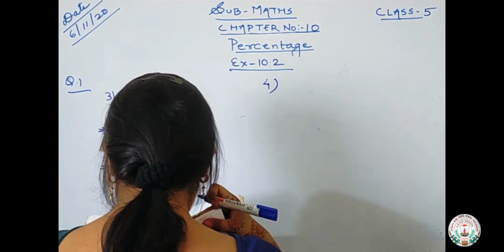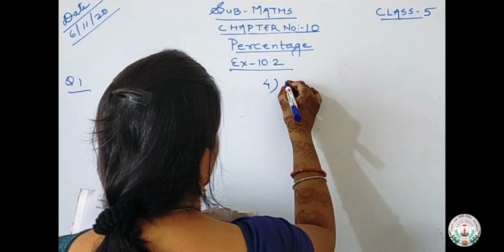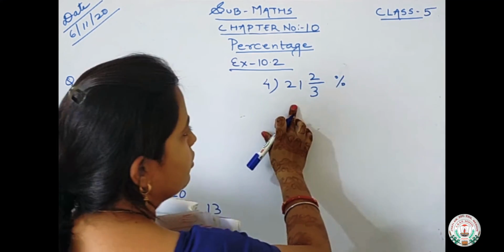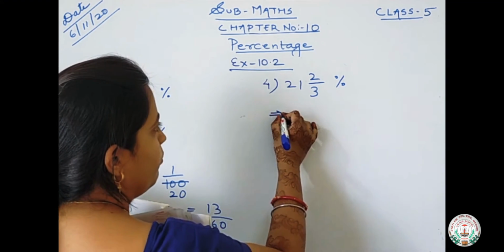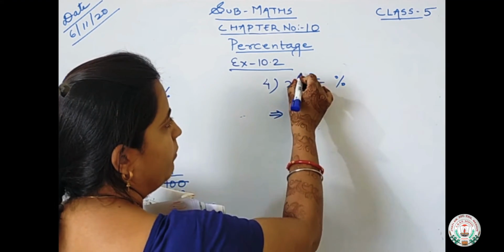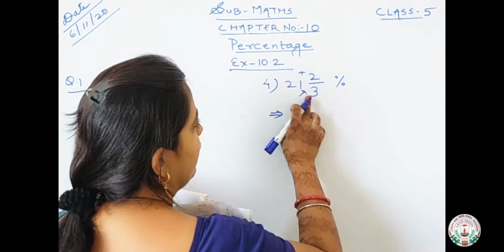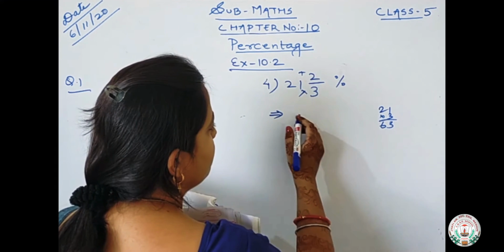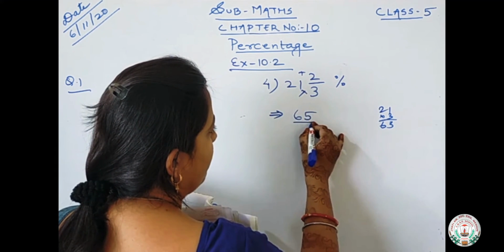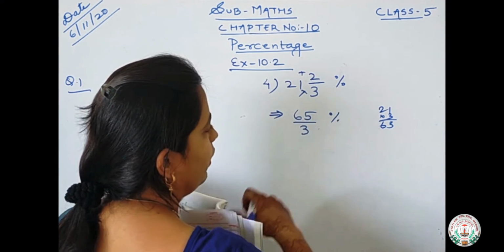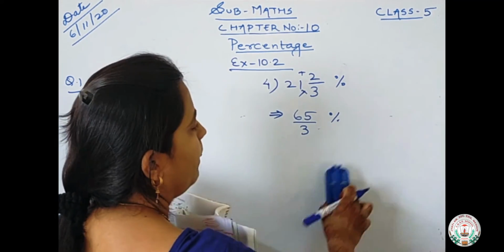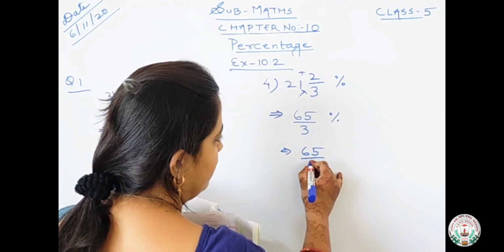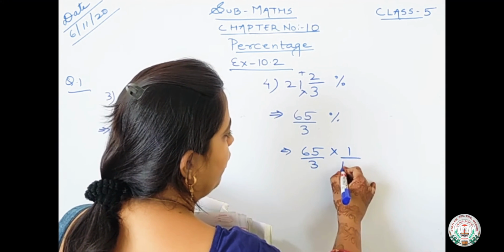Number 4 is 21 2 upon 3 percent. Here also first we will change the mixed fraction into an improper fraction. Here we multiply and here we add. 21 into 3 is 63, plus 2 is 65 upon 3 percent. In place of percent you will put into 1 upon 100.